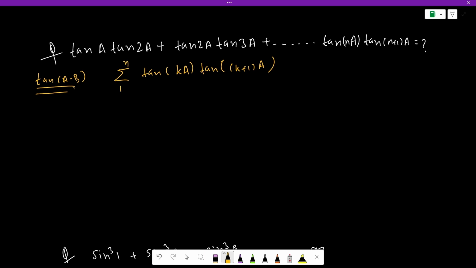Now the identity is tan(a minus b) equals tan a minus tan b by 1 plus tan a tan b.